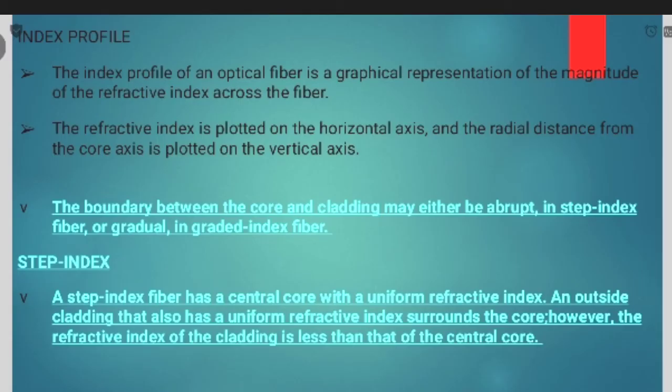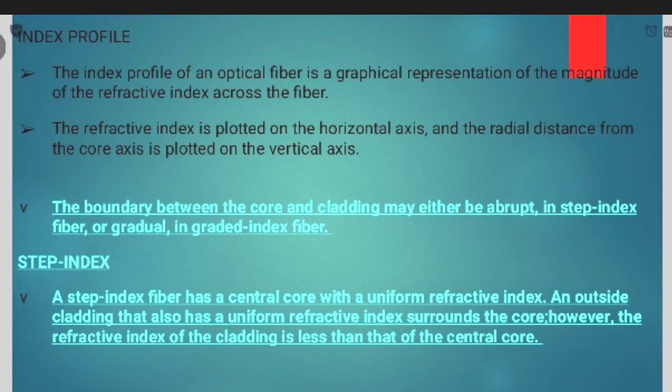And the next one is index profile. The index profile of an optical fiber is a graphical representation of the magnitude of the refractive index across the fiber, which shows how a signal travels from one point to another, from transmitter to receiver end. The refractive index is plotted on the horizontal axis. When you see the diagram, the graph, we can easily denote how much the magnitude of the refractive index varies across the fiber.